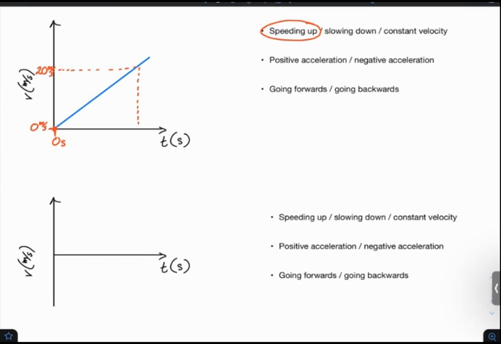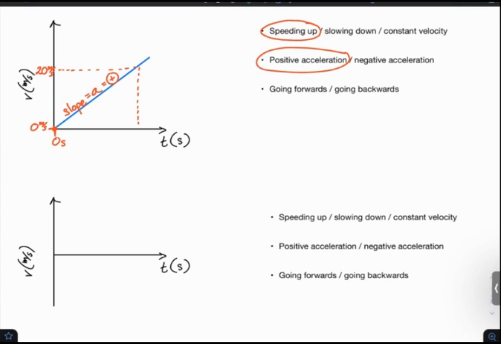To determine if the acceleration is positive or negative, I need to look at the slope, because the slope on a velocity versus time graph is the acceleration. So, because this slope of the line is positive, that means my acceleration is also going to be a positive acceleration.